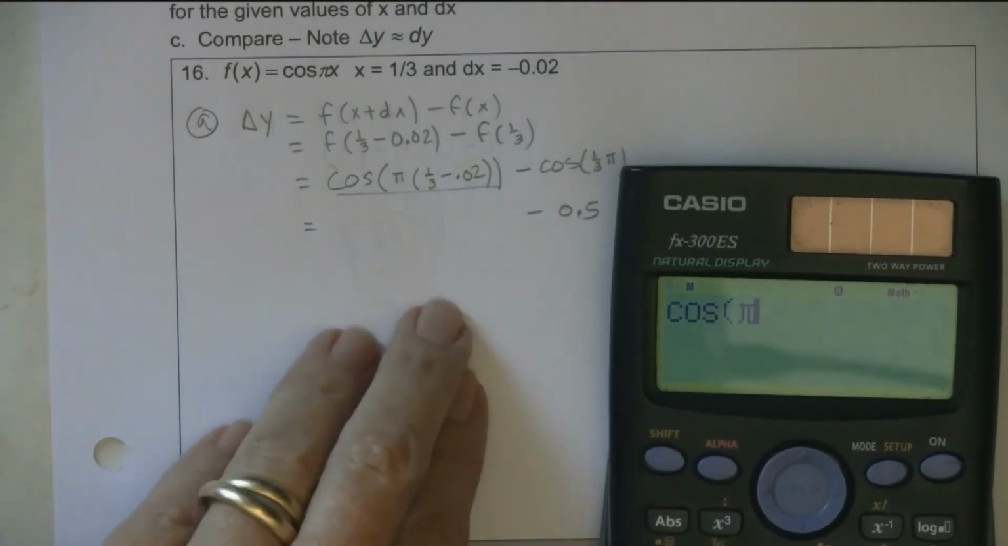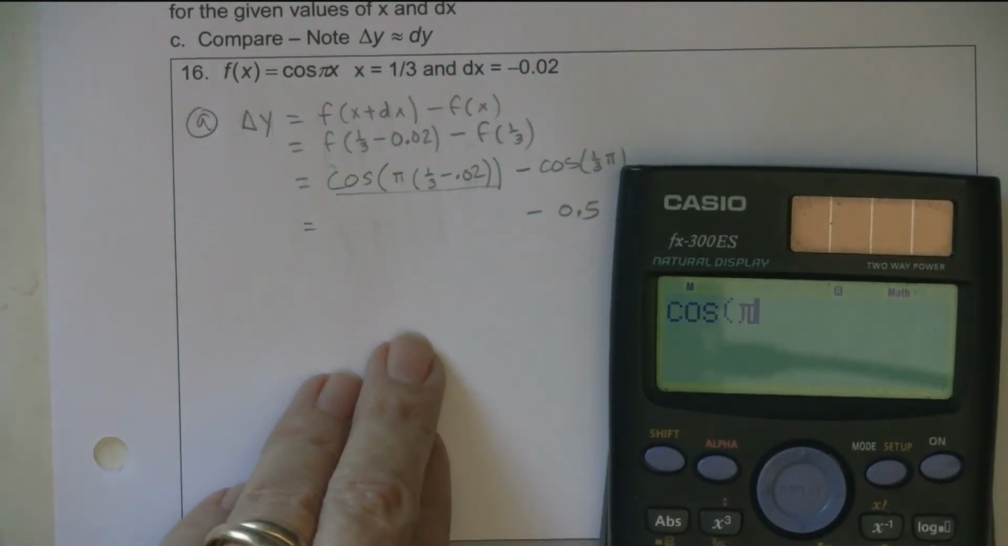Cosine of pi, and then, gosh, it smells like someone's making cookies.